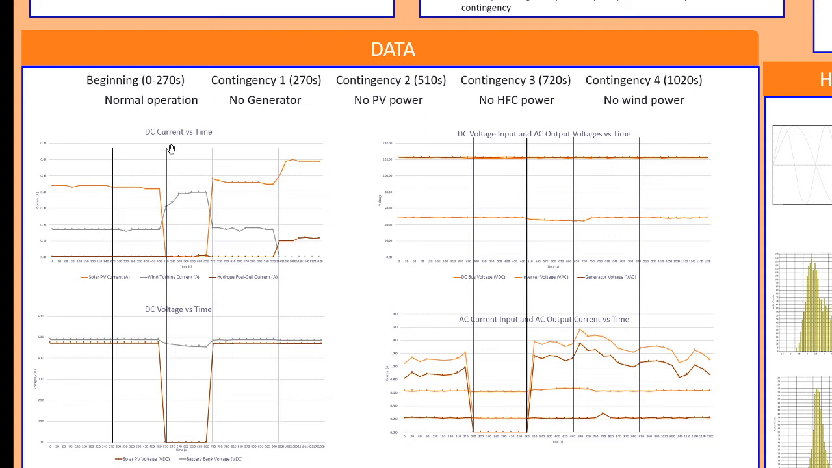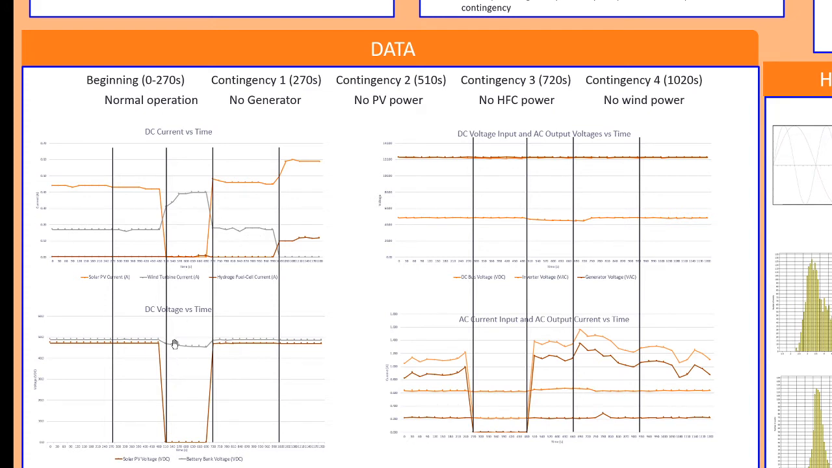And I should say that upon the next contingency, the previous contingency is added back in. So when I took out the panel emulator, I put the generator back in. So looking at the next contingency, no PV power, our current from our panel emulator drops, but the wind turbine tries to make up for this. The hydrogen fuel cell really doesn't do anything. It's too small, basically. But the wind turbine does try to keep everything going.